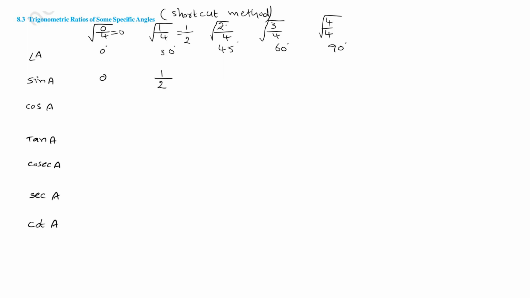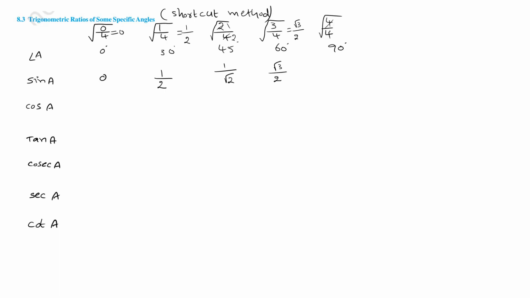Next, 2 by 4 is 1 by 2, and the square root of 1 by 2 is 1 divided by square root 2. So sine 45 value will be 1 divided by root 2. Next, root 3 by 4 can be written as square root 3 divided by square root 4, which is 2. So sine 60 is equal to square root 3 by 2.